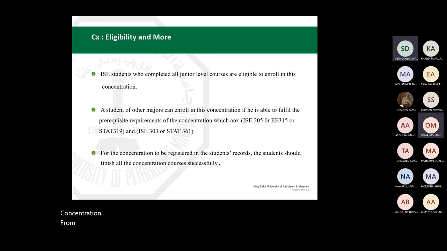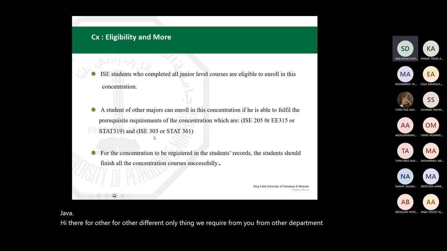From other departments, maybe we only need you to take it. No, no, this is for ISE students. For other departments, the only thing we require from you is to take this as a technical elective.